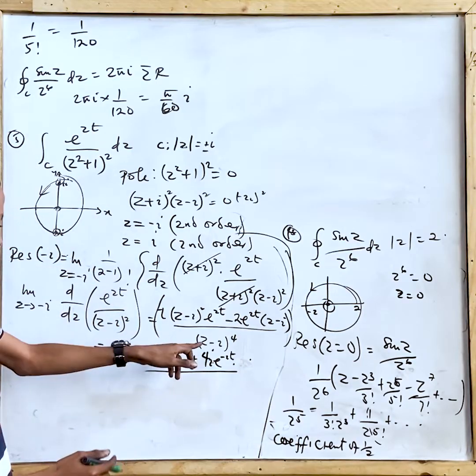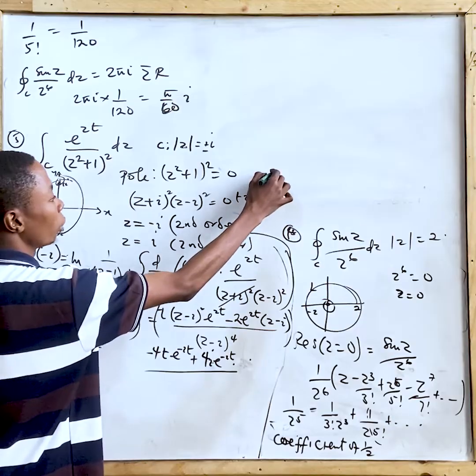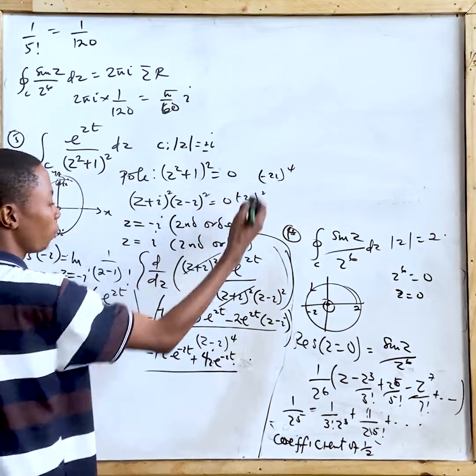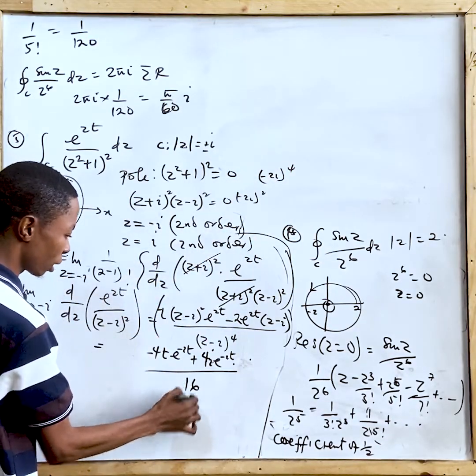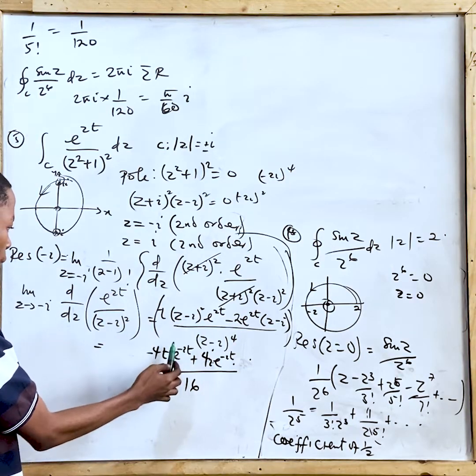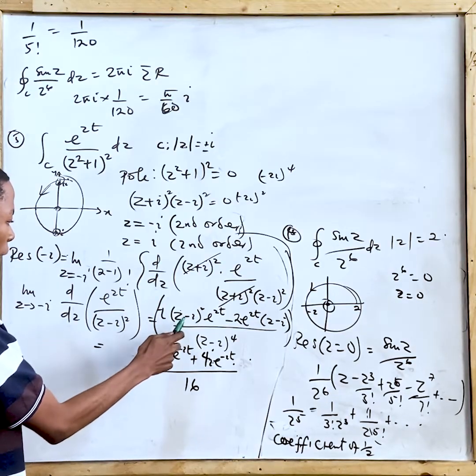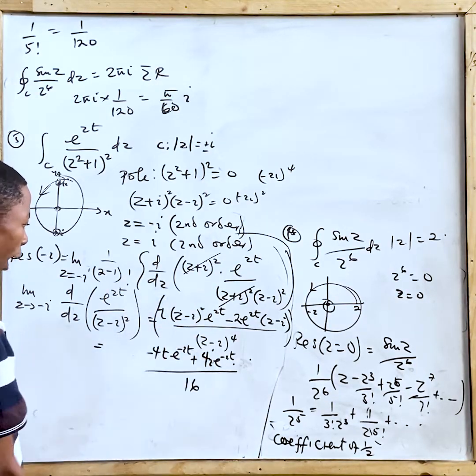If z equals minus i, minus i minus 2i, minus 2i all raised to power 4. 2 raised to power 4 is 16, i raised to power 4 is 1. This is over 16. But let's check again. If I put minus i here now, minus i minus 2i, minus 2i all squared.